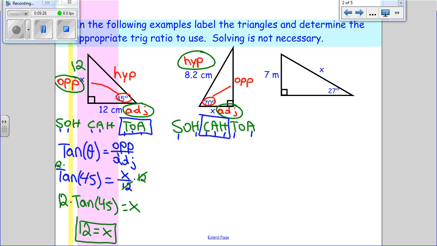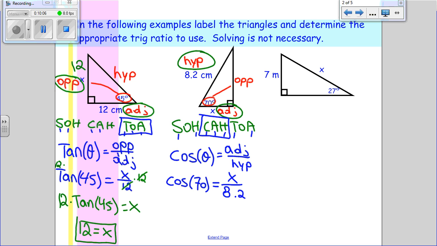CAH stands for cos equals adjacent over hypotenuse. So cos of theta, remember that symbol means angle, equals adjacent over hypotenuse. We then fill in anything that's missing. So it's going to be cos of 70, because that's the angle that we're working with, equals the adjacent was x, the hypotenuse was 8.2.